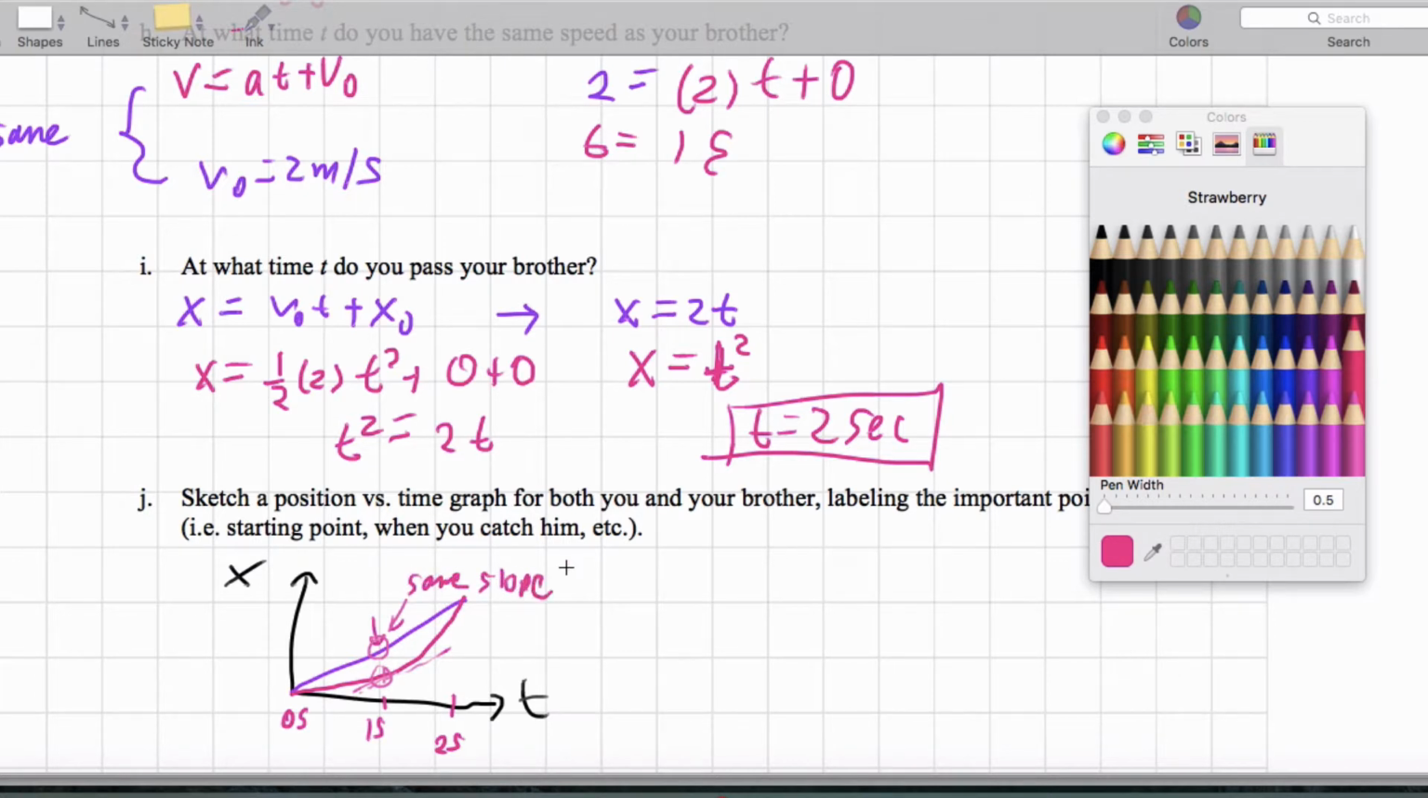For those of you in calculus AB, it's because right there, since they have the same speed, the derivative of the parabola is a line. That tangent line slope should be the same as the slope because the instantaneous velocity here is the same as the constant velocity here for the brother versus the bike.